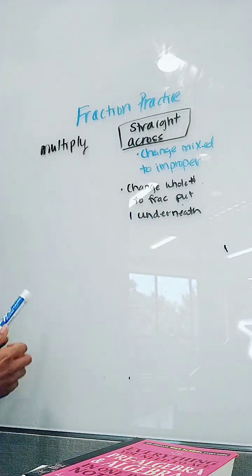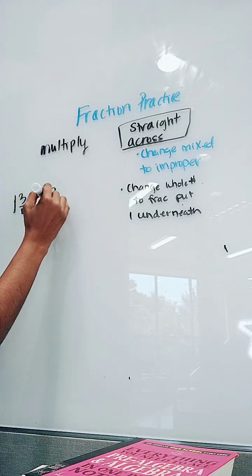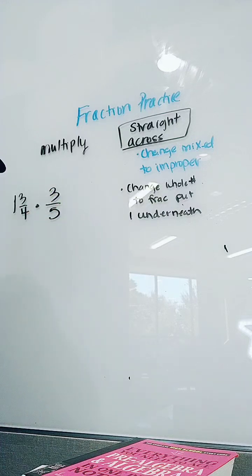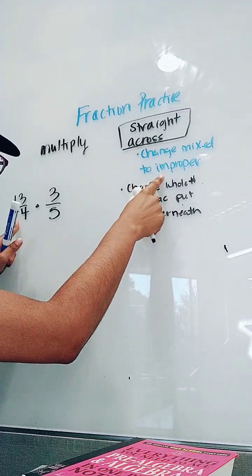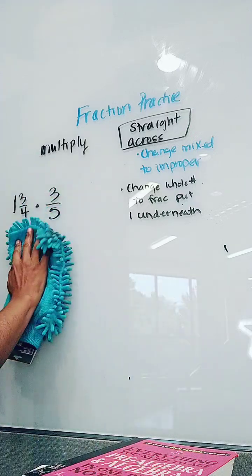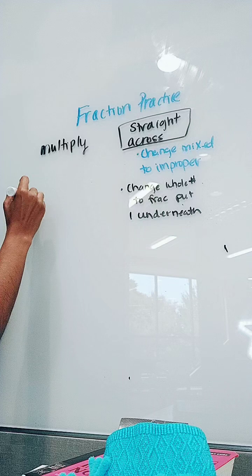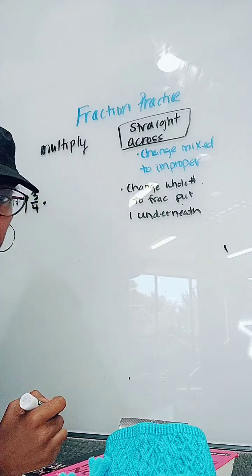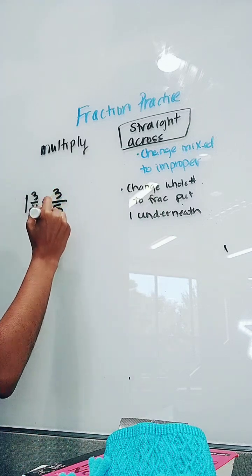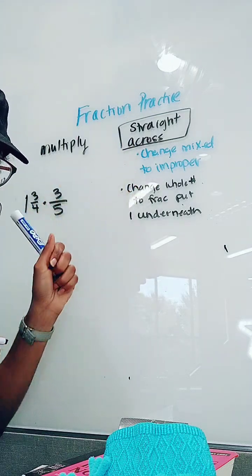All right, so this time, let's say we have 1 3/4 times 3/5. Remember, if we have a mixed number, we have to change it to an improper fraction. We cannot multiply the mixed number and the fraction. It doesn't work like that. Okay, so 1 3/4 times 3/5. Our first thing that we need to do is change the mixed number, okay?